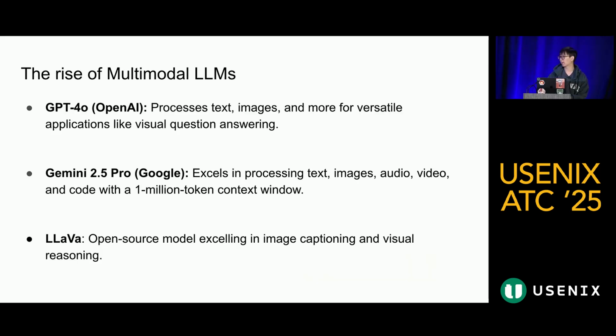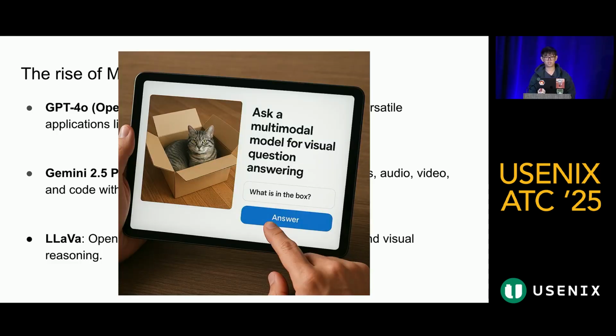So let's start with the background. We all observe that multimodal large language models are increasingly popular. Many large companies and also startups are focusing on this area. For example, we have GPT-4o, Gemini, and also LLaVA from the open source community. They are really good at processing data of different modalities, and they can support a wide range of applications. One example application is that you can upload a picture to a chatbot and ask some question, for example, what is in the box?